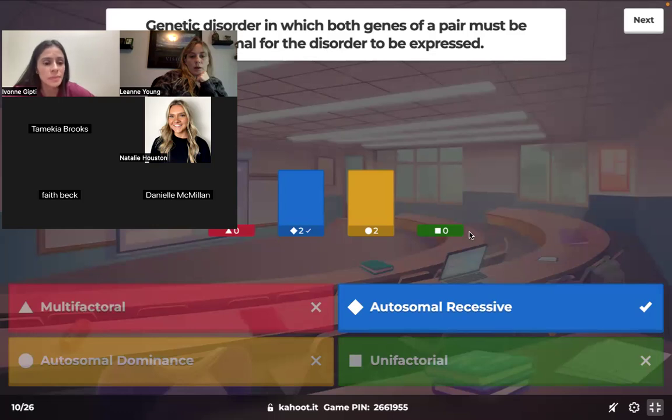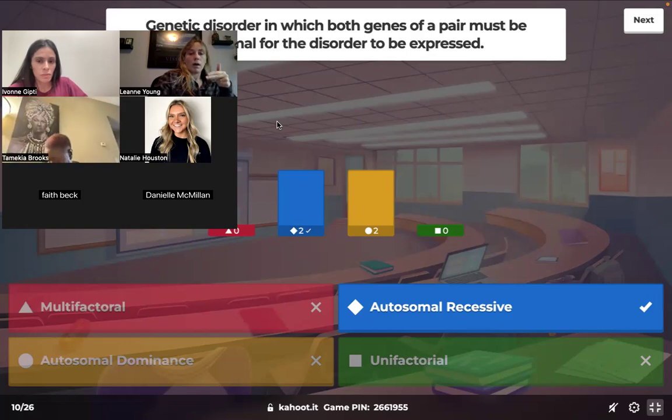So this one is autosomal recessive. When we're looking at this question, it's a genetic disorder in which both genes of a pair must be abnormal for the disorder to be expressed. For it to be recessive, that means that both of the genes from the parents have to contain the disorder in order for the child to physically present it, right? This is different from dominant disorders because usually in dominant disorders, only one of the parents needs to have the gene for it to be expressed in the child. So if you're seeing that both genes of a pair are abnormal, that is hinting that it could be autosomal recessive.